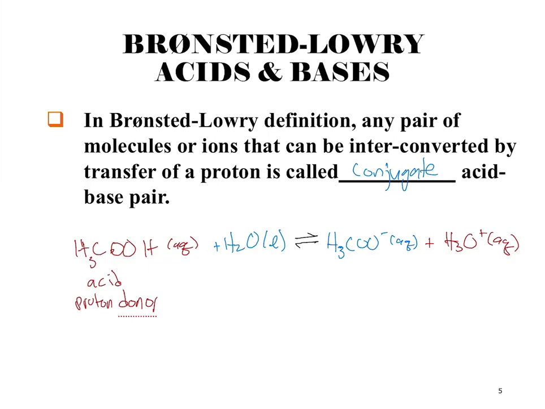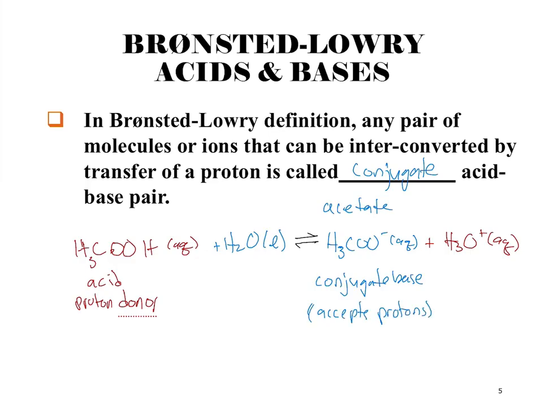And so since this reaction can go both directions, it means that after acetic acid donates its proton, what's left over is called acetate. This thing can accept a proton now. It has this negative charge, so it can accept a proton. If something accepts a proton, how do we define that? Is it an acid or a base? It's a base. So now this is what we call a conjugate base because it accepts protons.